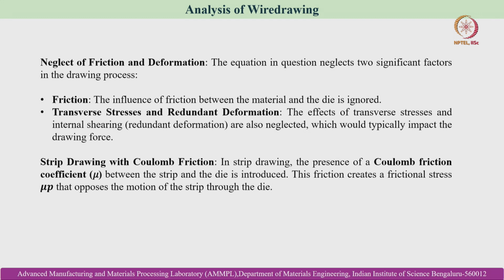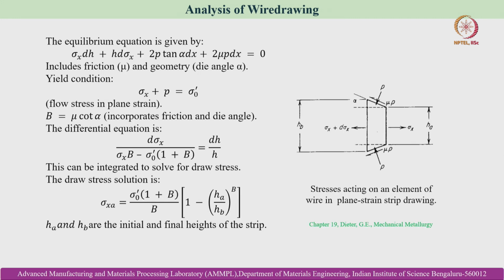the expression, the transverse stresses and redundant deformation. So, the effects of transverse stresses and internal shearing, that is redundant deformation, can also be neglected, which would typically impact the drawing force. So, the strip drawing with Coulomb friction. In strip drawing, a Coulomb friction coefficient mu between the strip and the die is introduced. So, this friction creates a frictional stress mu p that opposes the motion of the strip through the die, which can be clear from the schematic.